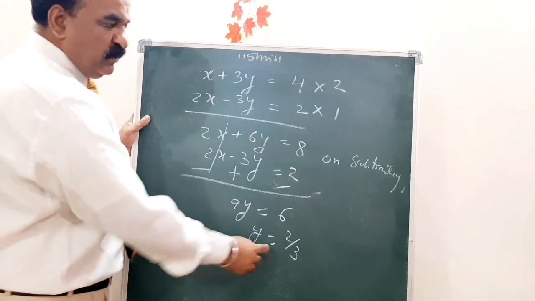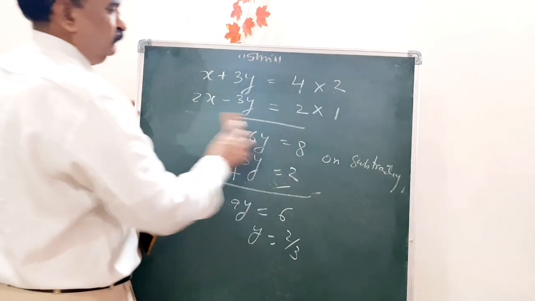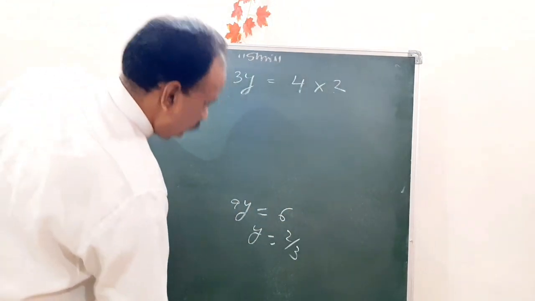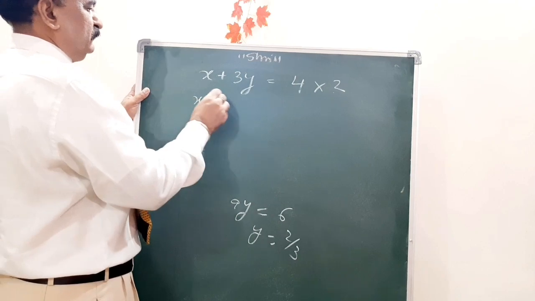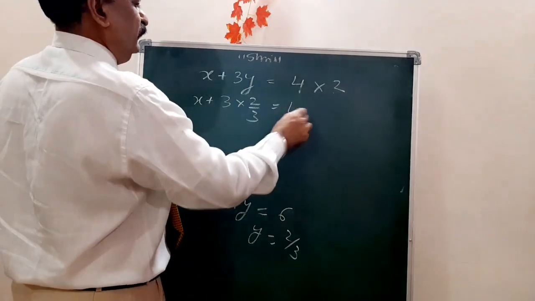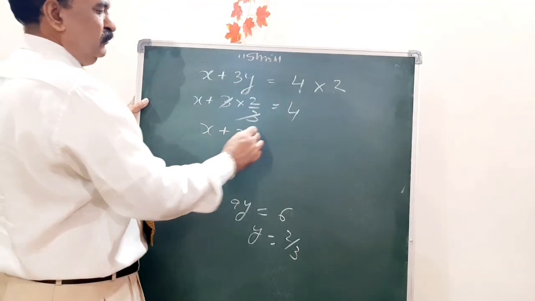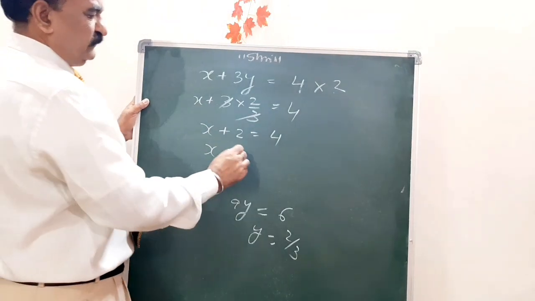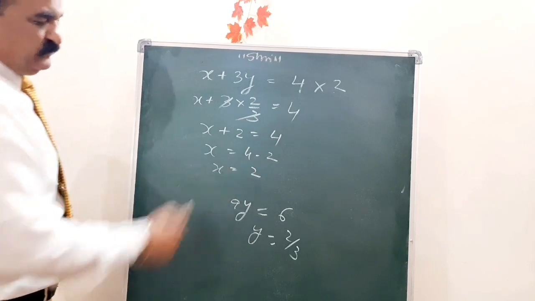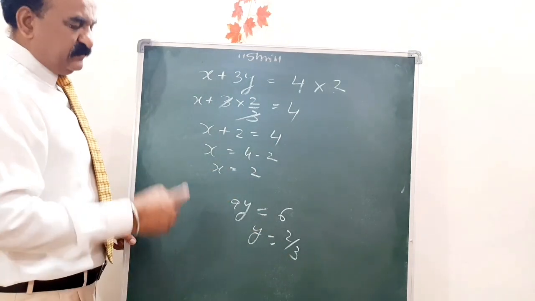Now you can find the value of x. Let us see how. So x plus 3 into 2 by 3 is equal to 4. 3s cancel. So x plus 2 is equal to 4. So x is equal to 4 minus 2. x is equal to 2. x is equal to 2 and y is equal to 2 by 3. This is the solution. Now check.